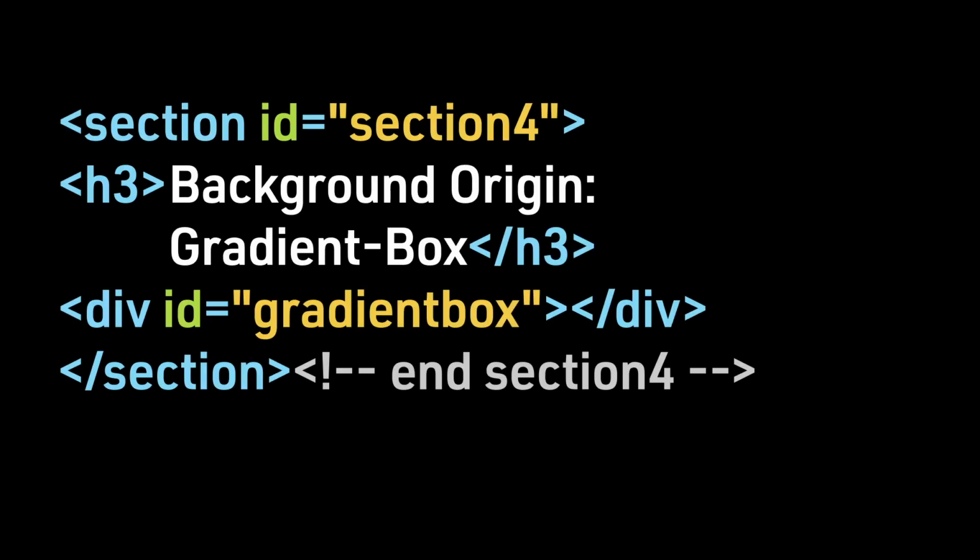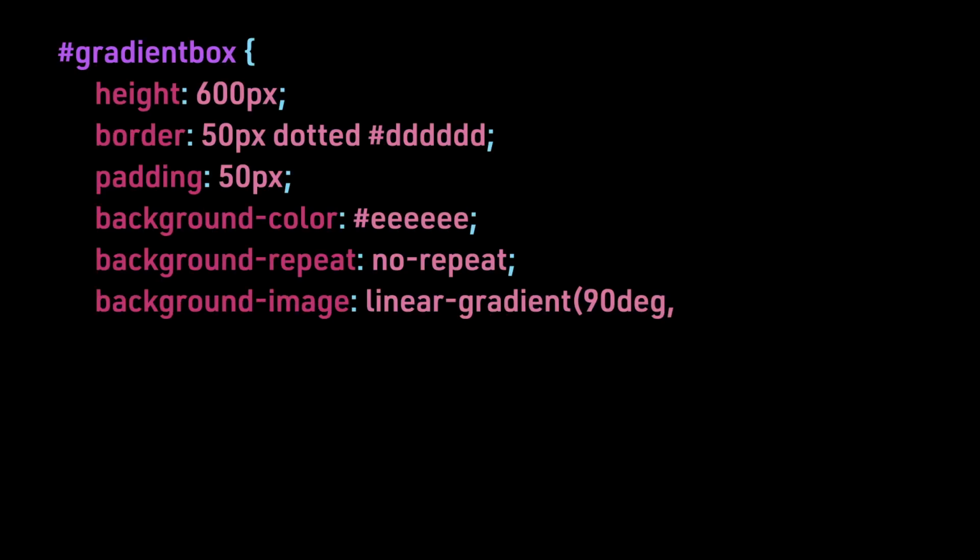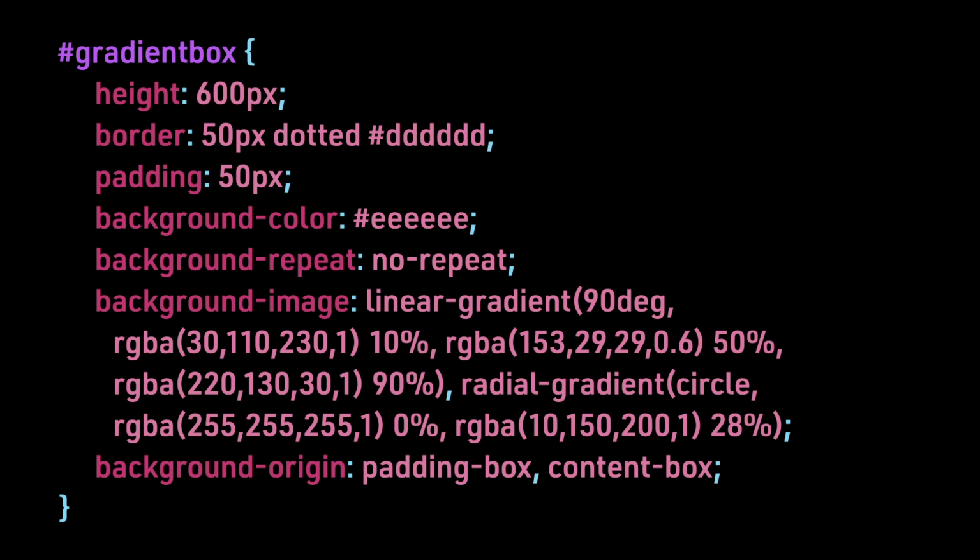You can also use this property with gradients that we just learned about. Here is the HTML. And here is the CSS. In this example, we are combining a linear gradient that will begin at the inner edge of the padding and a radial gradient in the content box.